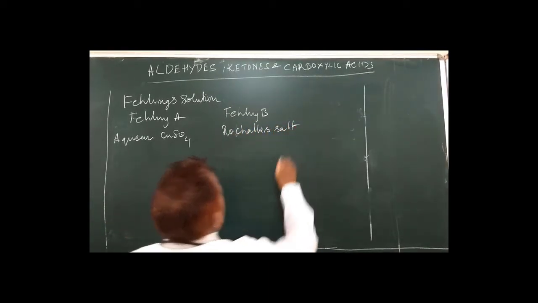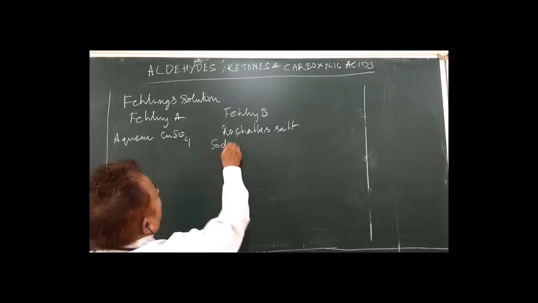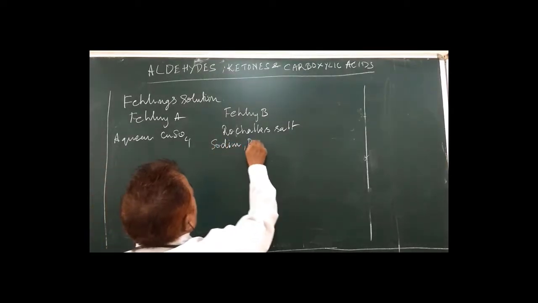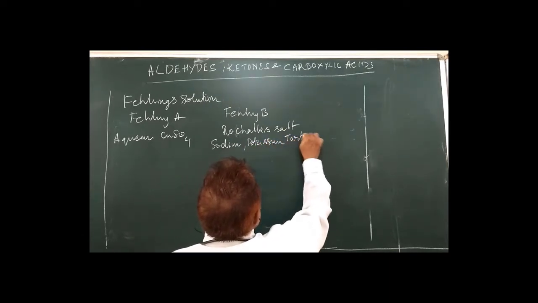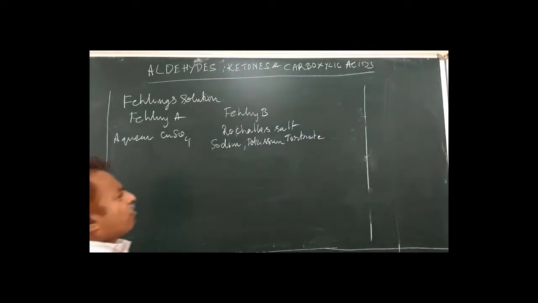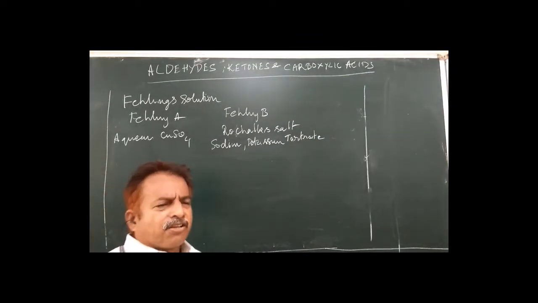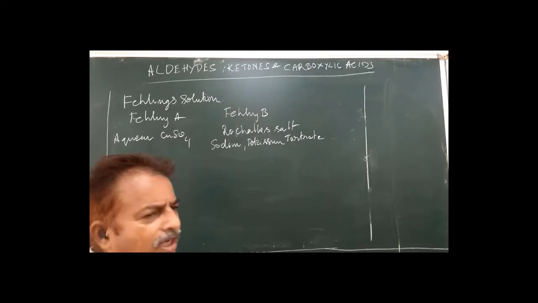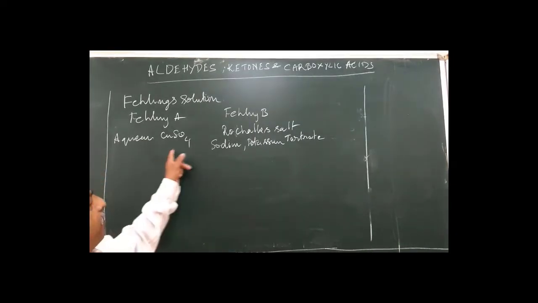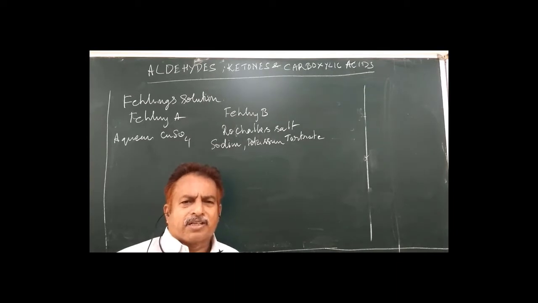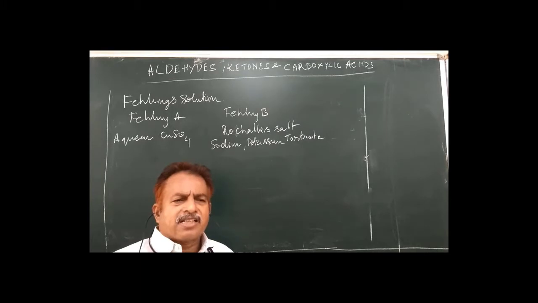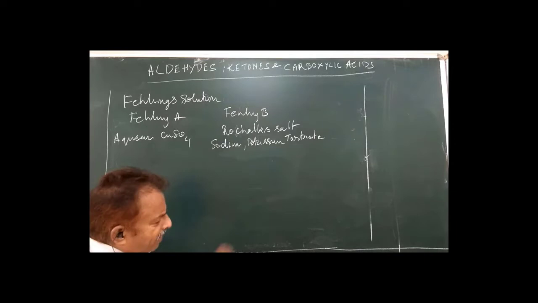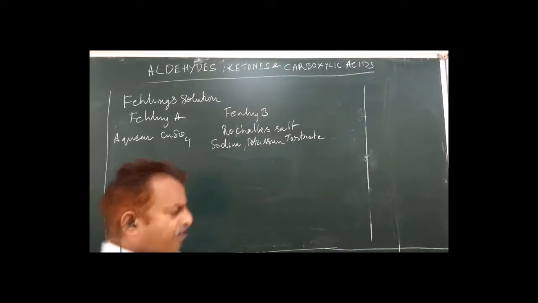Rochelle salt is Fehling B. What is Rochelle salt? Sodium potassium tartrate. A solution of sodium potassium tartrate is referred as Fehling B. Now, take 1 ml of each of Fehling A and Fehling B in a test tube and mix well, and to this add few drops of an aldehyde, say acetaldehyde or propanaldehyde, then warm it in a water bath, therefore we get the precipitate.